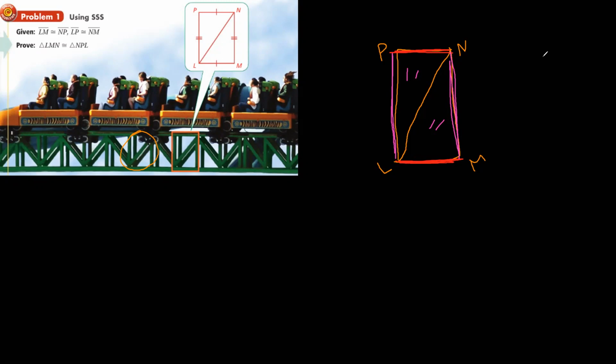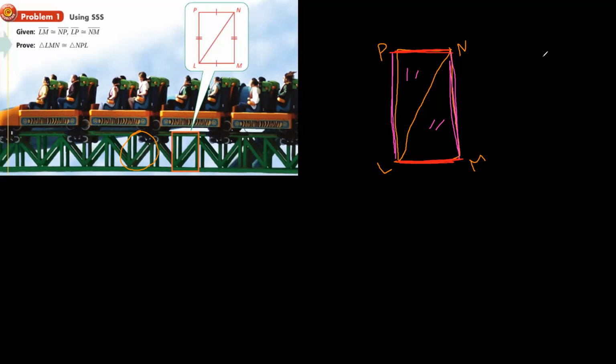Who can tell me? Again, Miss? Teacher, what is the question again? Here, I told you, given that line segment LM is congruent to NP, and the line segment LP is congruent to NM. Okay? What do I need to prove? I need to prove that these two triangles are congruent. So how can I start?